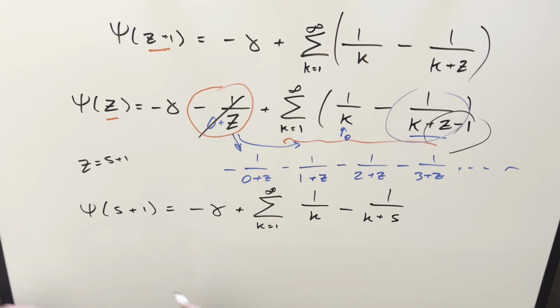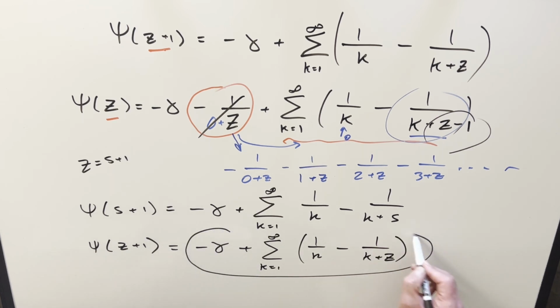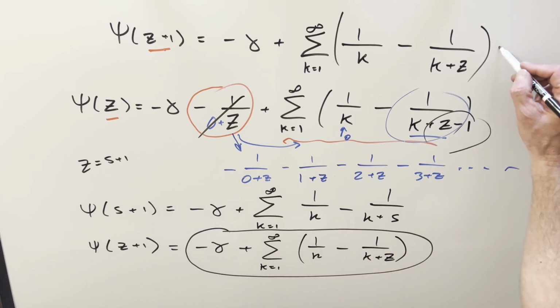And then from here, let's just do a variable change. Let's change this back to z to make it look like what we want. So we have digamma of z plus 1 equals minus the Euler-Mascheroni constant plus the sum of 1 over k minus 1 over k plus z. And this is going to be our series definition for digamma of z plus 1.